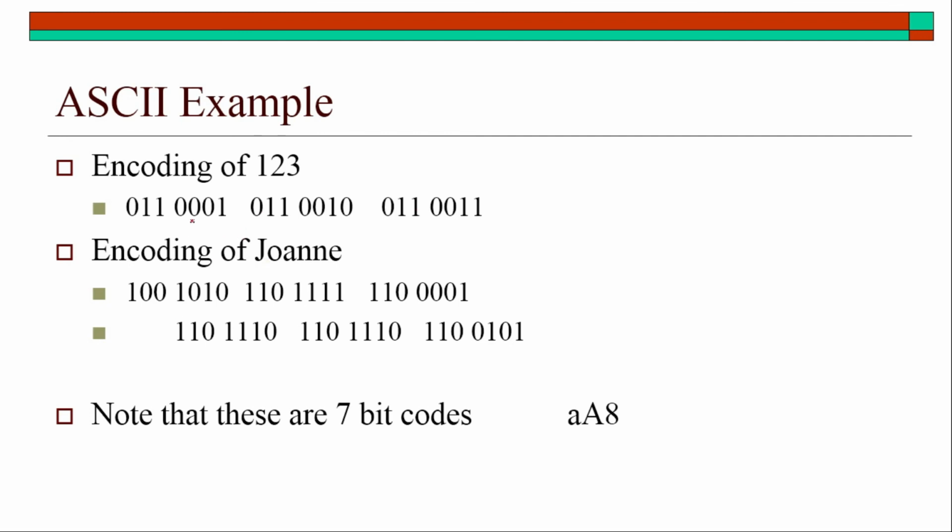Now let us see some examples. If I had to encode 1 2 3 in ASCII, if I am typing 1 in ASCII, what is going on in the computer? In the computer it would be this. This is ASCII of 1. This is ASCII of 2. This is ASCII of 3. So when you are typing 1, you are storing this number. When you are typing 2, you are storing this number. When you are typing 3, you are storing this number in the computer.